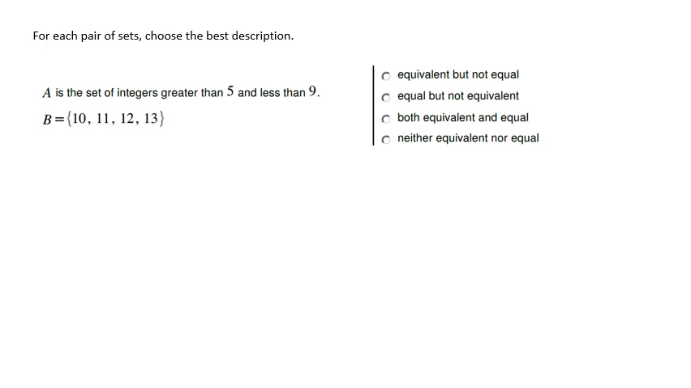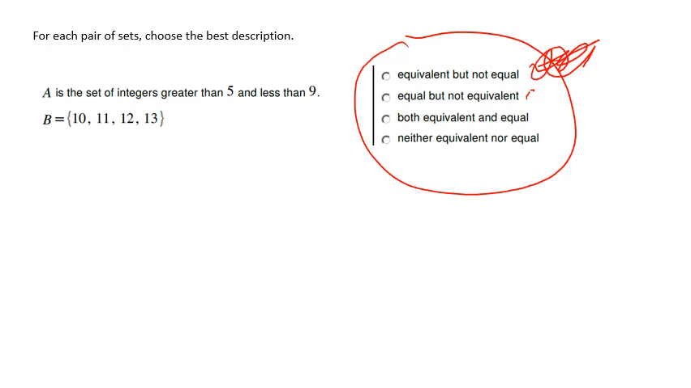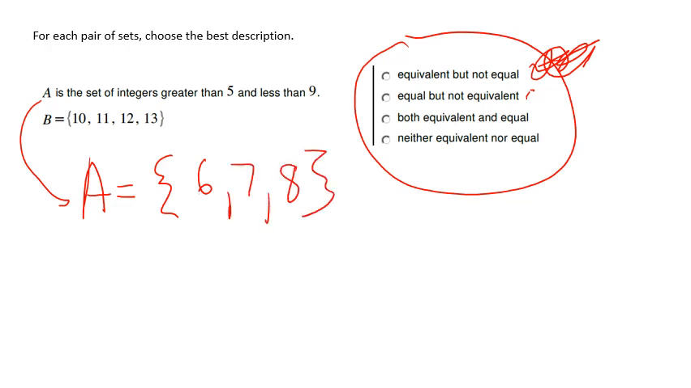We have 2 sets here, set A and set B. And we're just trying to decide which of the following best describes the relationship. A is a set of integers that are greater than 5, less than 9. So it might help by actually showing what A is. 6, 7, 8. Because they're greater than 5, less than 9.